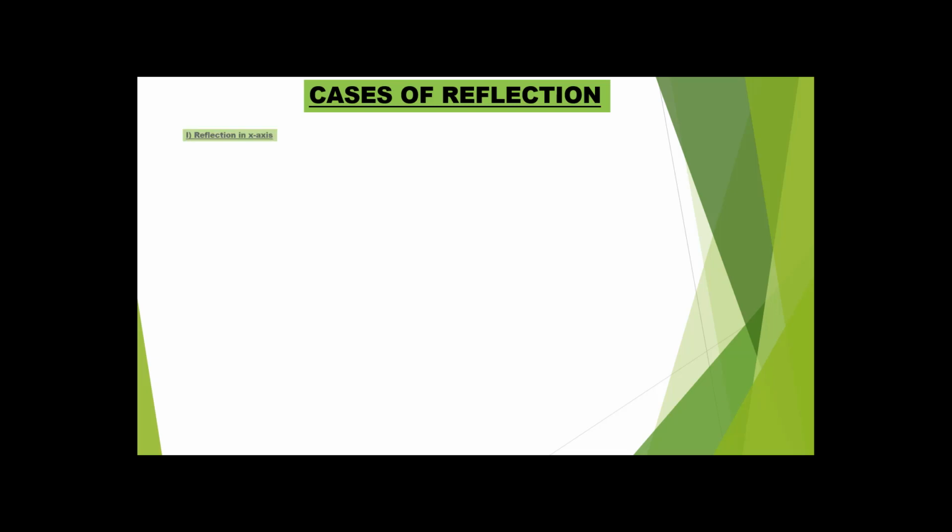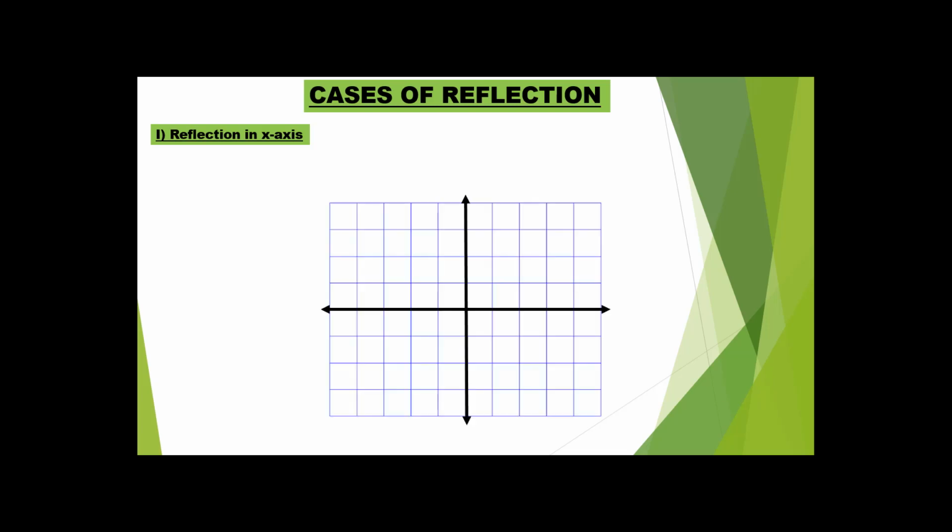So the first case is the reflection in x-axis. So students, let us first draw the Cartesian plane, in which we are having the horizontal line, which is called the x-axis, the vertical line, which is called the y-axis. Now let us consider any point P lying over here, and its coordinates are 2 in the x direction, 3 in the y direction. Now we want to reflect it in the x-axis.